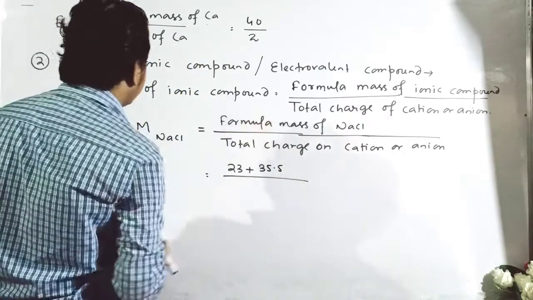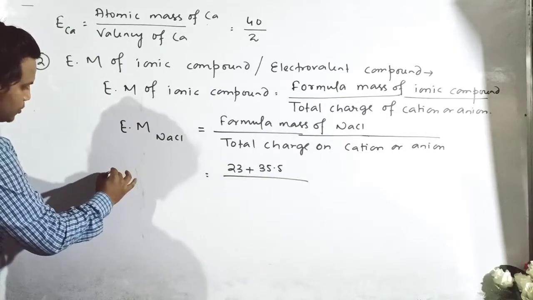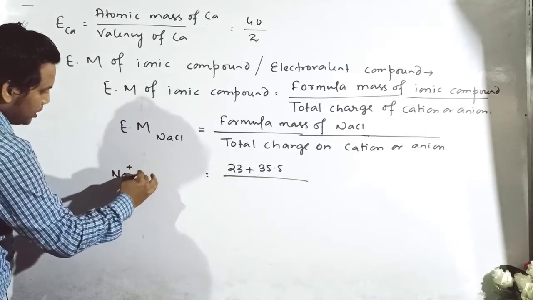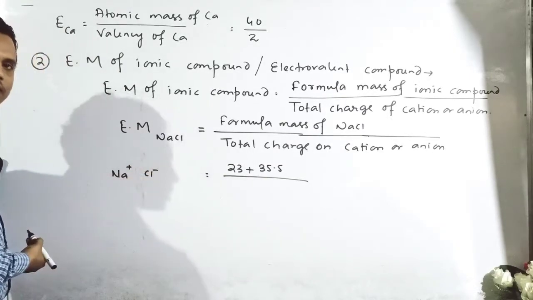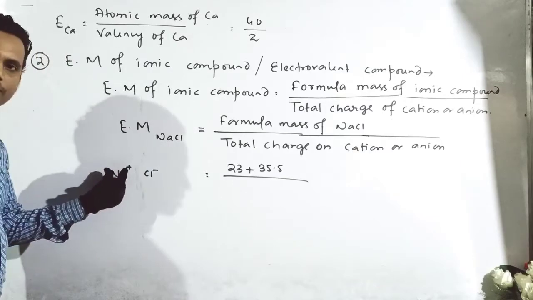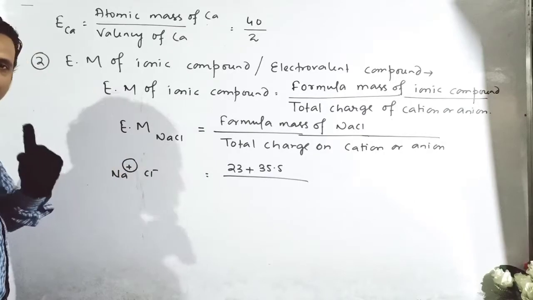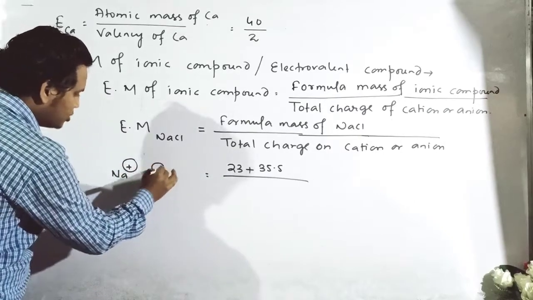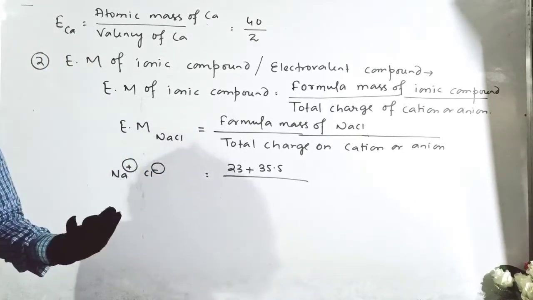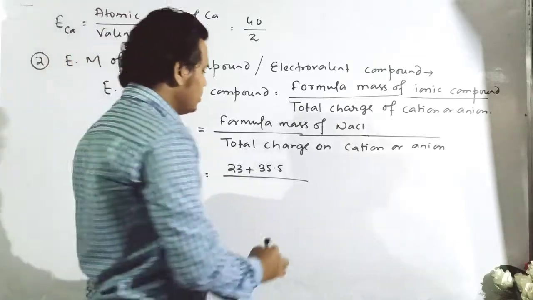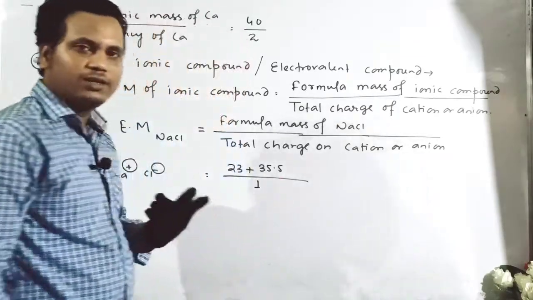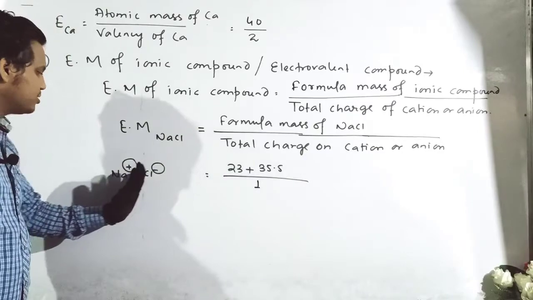What is the charge on the cation or anion? We write NaCl as Na plus, Cl minus. What is the charge on the cation? Plus 1. What is the charge on the anion? Minus 1. So the total charge is 1, either this or this.